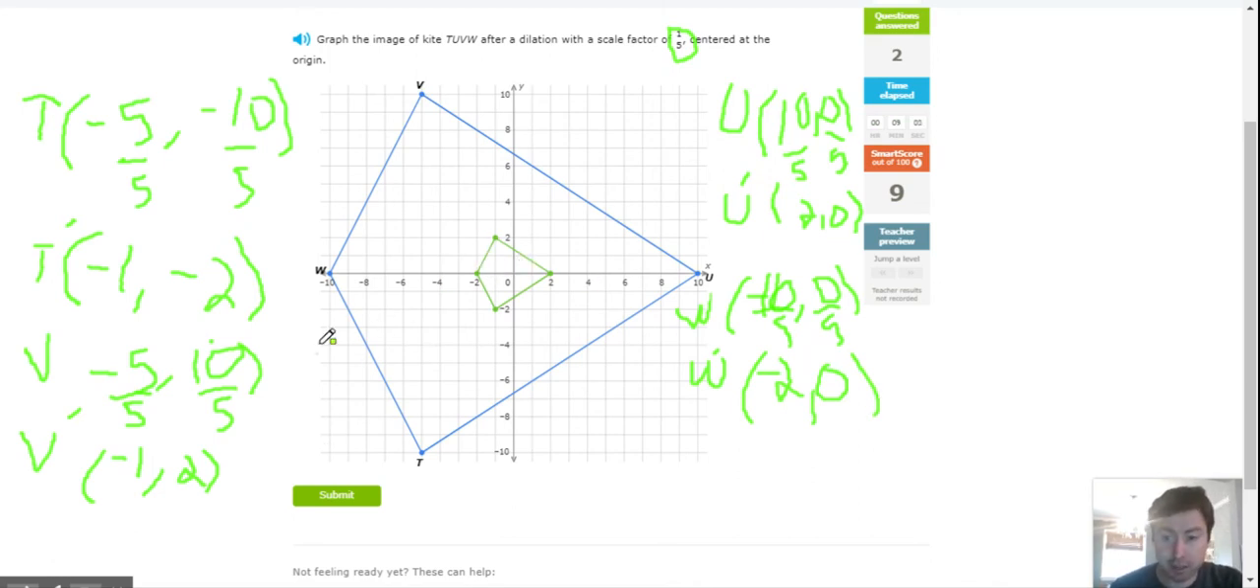You could also have done it this way, where you count the blocks between. This is 10 here and 10 here, so that's 20. And 20 divided by 5 is 4, meaning I only have 4 blocks between them. And over here, this is 20, and 20 divided by 5 is 4, and I have 4 blocks between them.